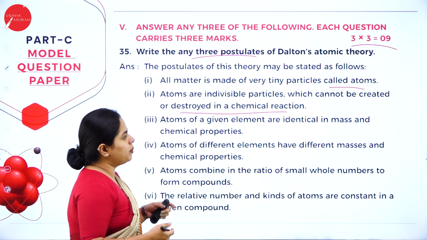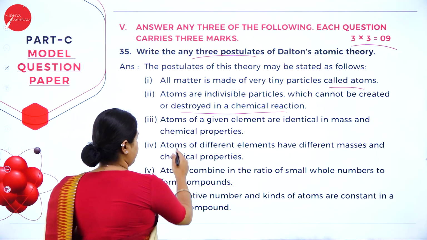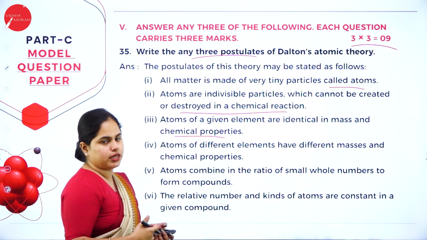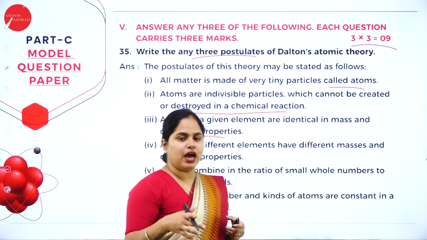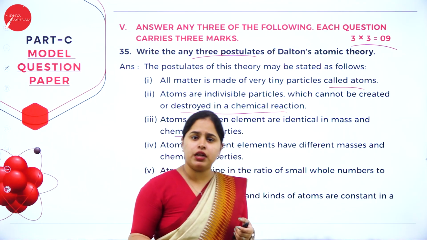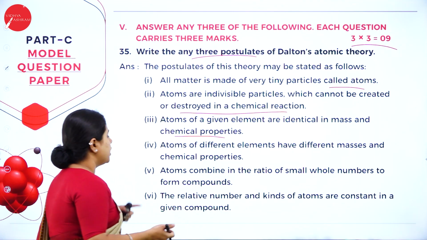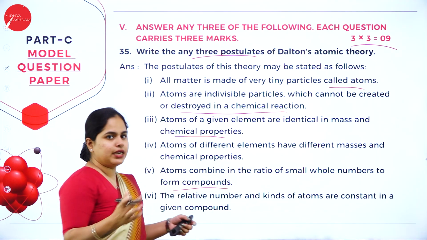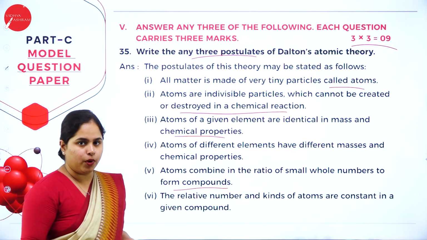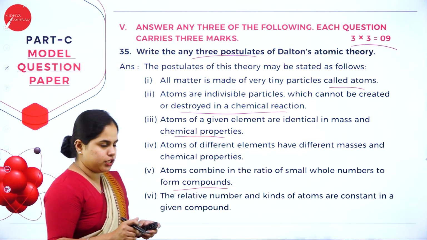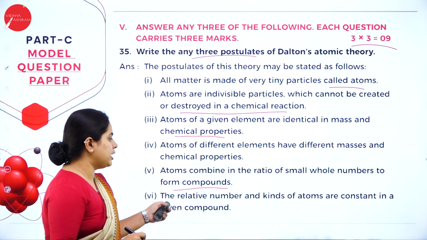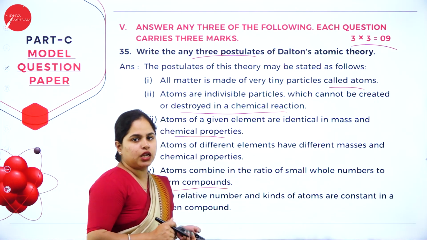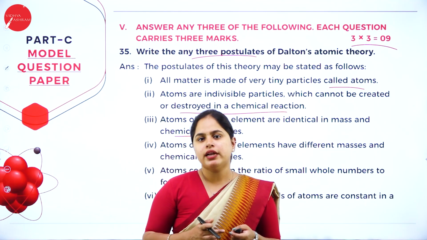Atoms of a given element are identical in mass and chemical properties. Atoms of different elements have different masses and chemical properties. Atoms of the same element will have the same properties. Atoms of different elements will have different properties. Atoms combine in the ratio of small whole numbers to form compounds. Atoms will combine to form compounds in small whole number ratio, right? The last one is that the relative number and kinds of atoms are constant in a given compound. So any 3 of these you can write and you will get 3 marks.